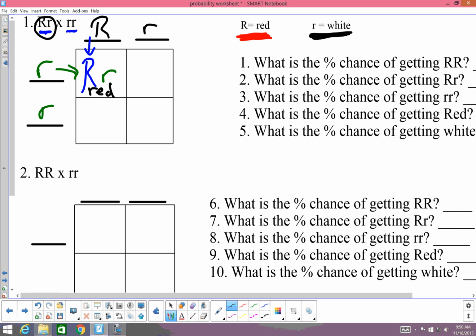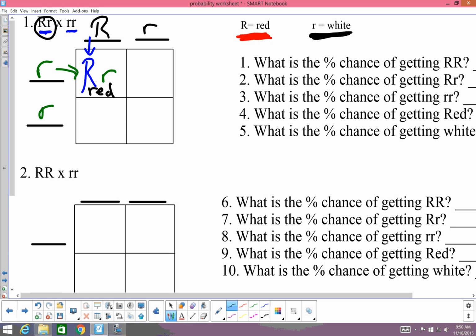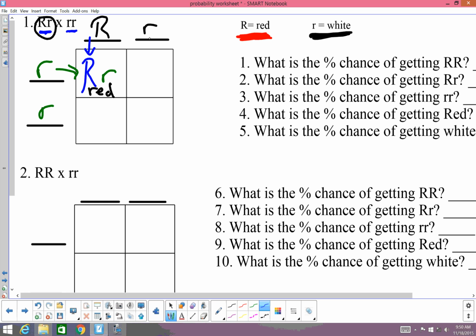Okay? Let's move on to the next one. This guy comes down, and this one comes over. So when you fill it in, you should get that. Two recessive alleles together. So what color would that be? Is there a capital R there to take over and make it red? No. We only have two white alleles. Remember, lowercase r represents a recessive white allele. So in this case, the offspring would be white.